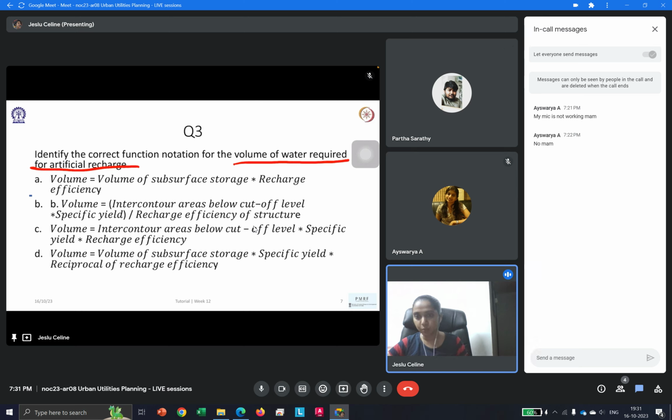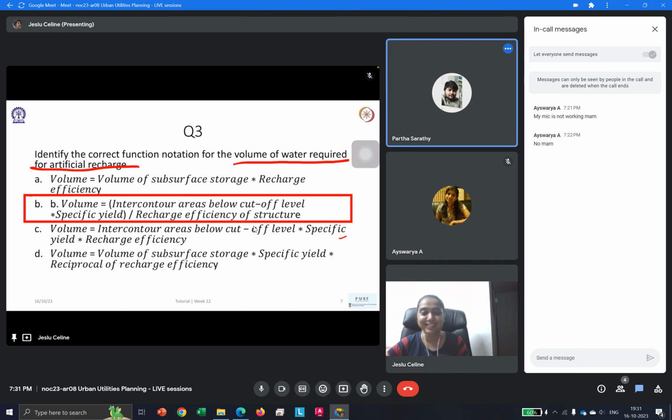It is the volume of intercontour areas. Specific yield is there in all the options, but I felt that one is correct. Well, your intuition has helped you this time.